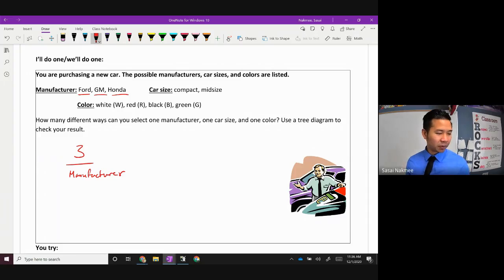Only one of which I would pick because I'm Asian. I don't even think GM is still around. Do you guys know if GM is still a company that's still making cars? I know Ford is still around. I know Honda is. I don't know about GM. Is General Motors still around? Anyways, that's not important.